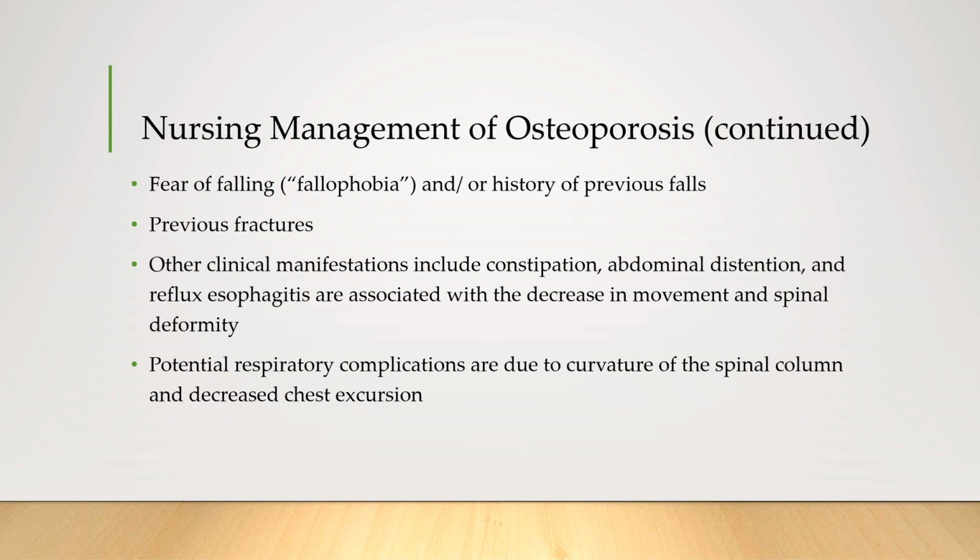Other clinical manifestations include constipation, abdominal distension, and reflux esophagitis. All are associated with a decrease in movement and spinal deformity. And then potential respiratory complications are due to curvature of the spinal column and decreased chest excursion.